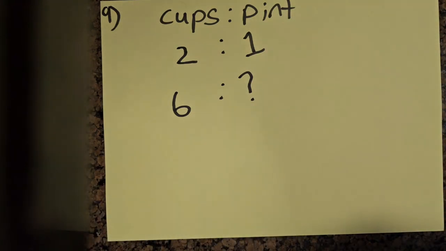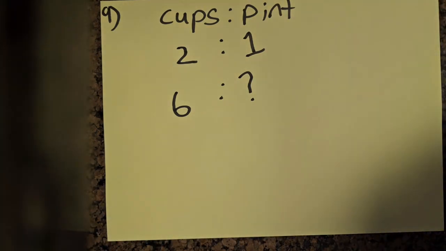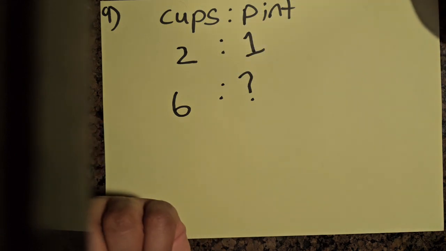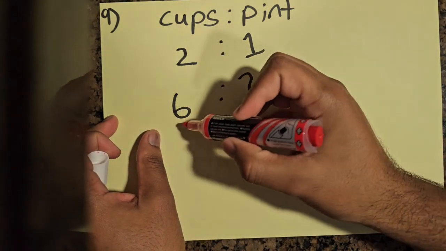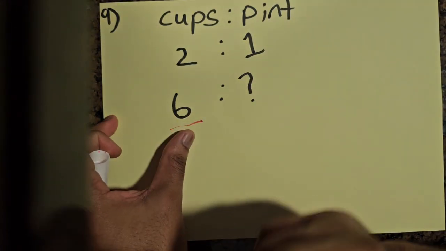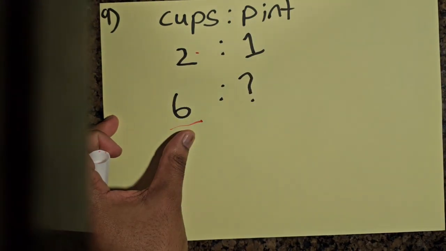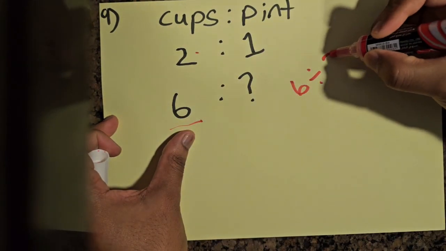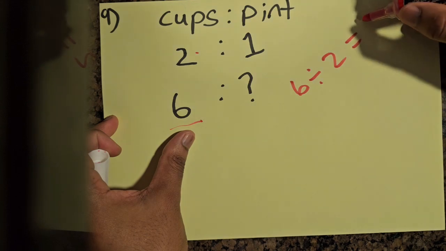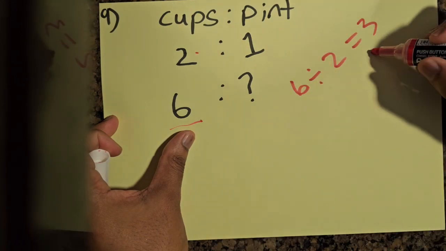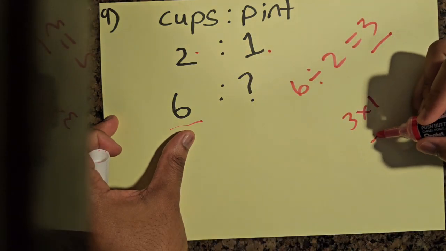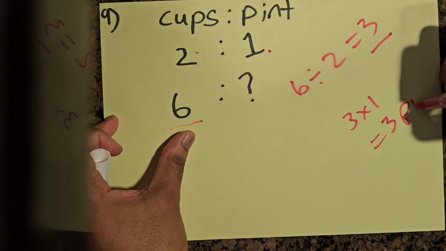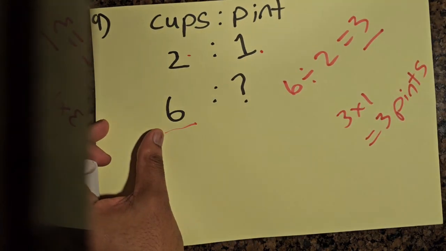Again, this process doesn't change. You've already seen it in the previous question. It's a good idea for you to pause the video, try to answer the question yourself, and then see if you got it right. So this is the way that we would go on and solve it. We take the 6, it's on the left-hand side, and divide it with the left-hand side of the ratio. So 6 divided by 2 equals 3. And then just take this number and multiply with the right-hand side. 3 times 1 equals 3 pints. Easy.